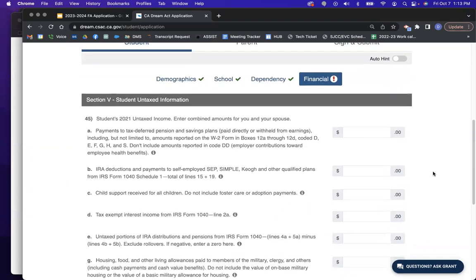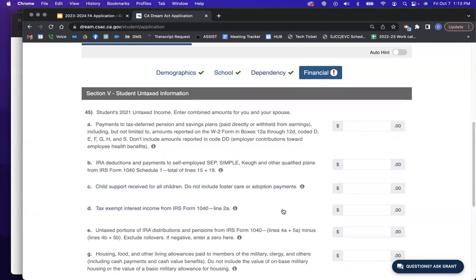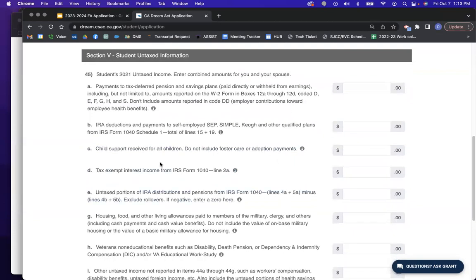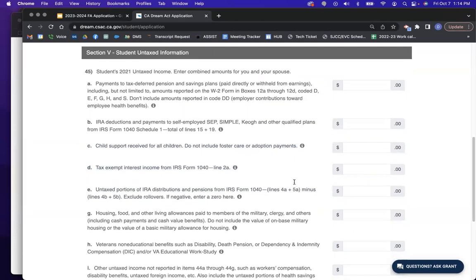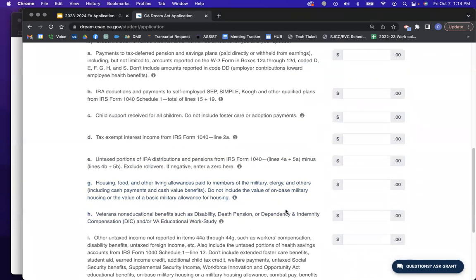But if you already know, and again, if you don't recognize any of these things, you likely are not getting it. There's also guidance on where you can look. So this would be Form 1040, Schedule 1, line 15 through 19, 1040, line 2A, right? If you receive any child support, this is like you have a child and somebody's paying you child support. If you are paying for the cost of living of somebody in the military, a church, or any other organization, you would put that on here as well.